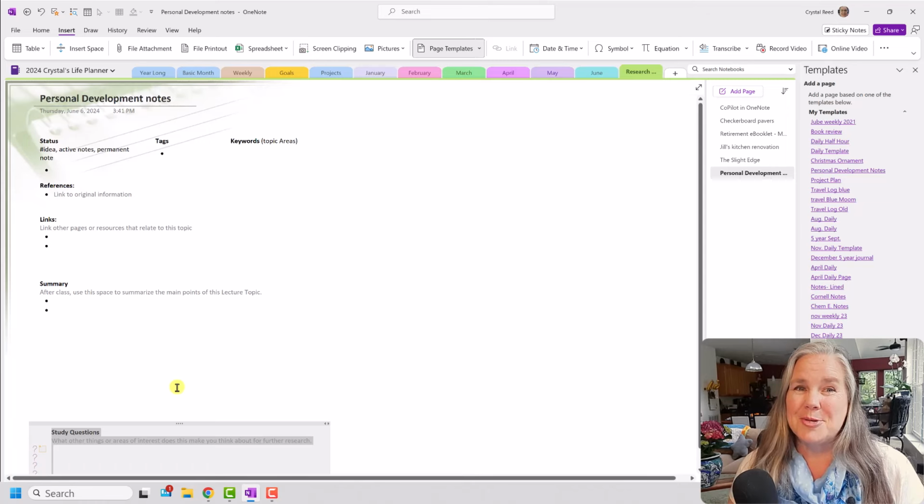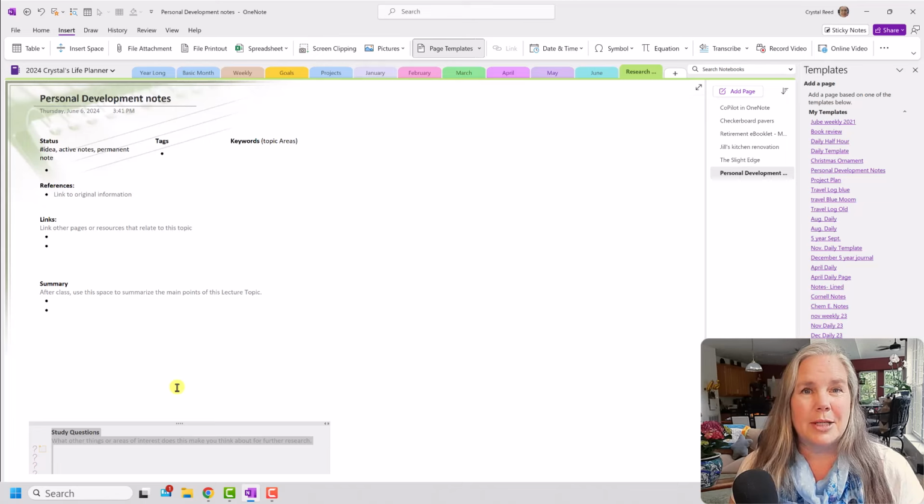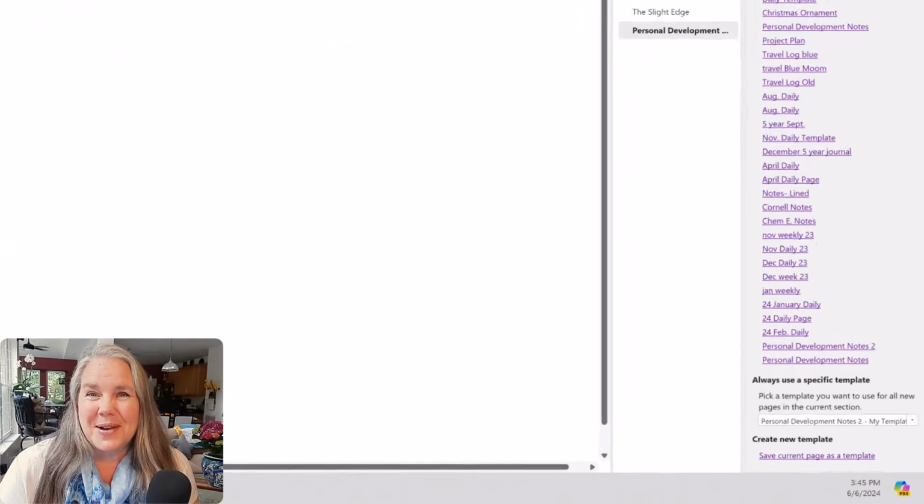But you know me, sometimes when I have all these text boxes and they start to get out of order, it makes me a little uncomfortable. I like to use tables. So I took this same information and I put it in a personal development notes 2 that has more table orientation. So let me show you that one.